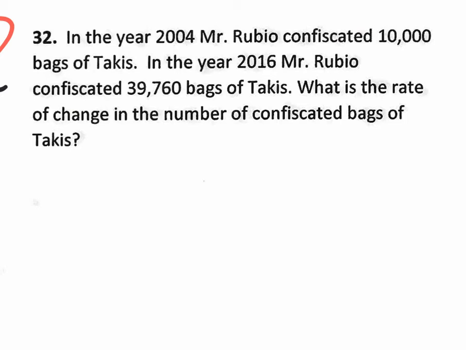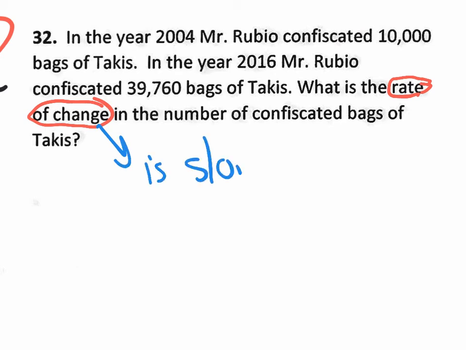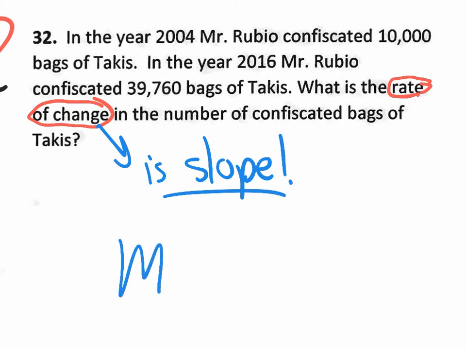So first of all, let's start with this. Rate of change. Ladies and gentlemen, for the final, we need to know that rate of change is slope. Rate of change is slope, okay? So we know slope. We know how to find slope with the slope formula. It's y2 minus y1 over x2 minus x1.